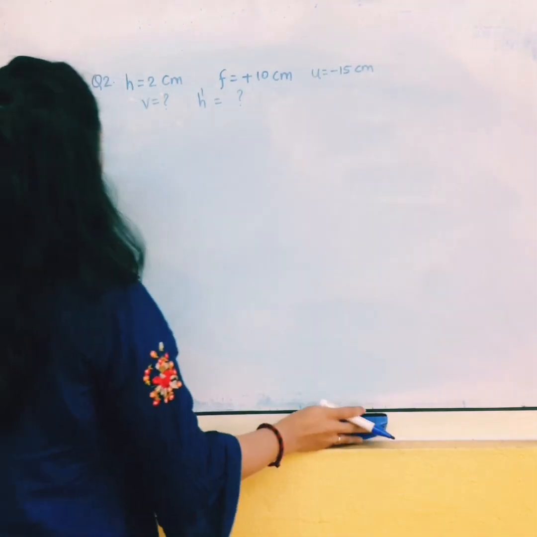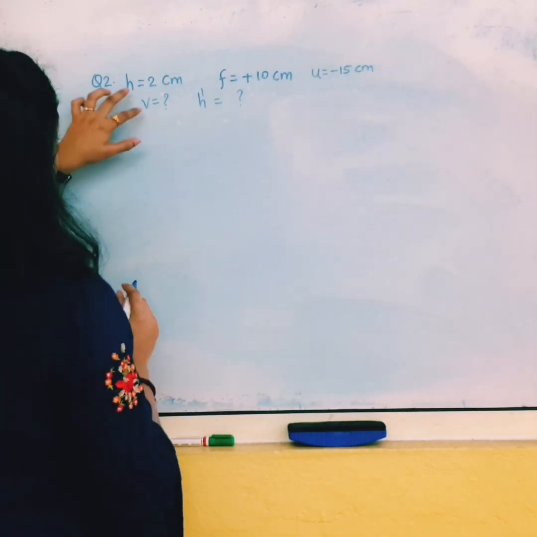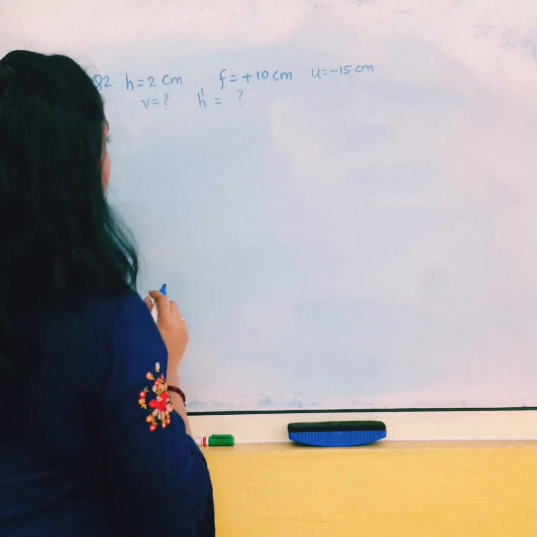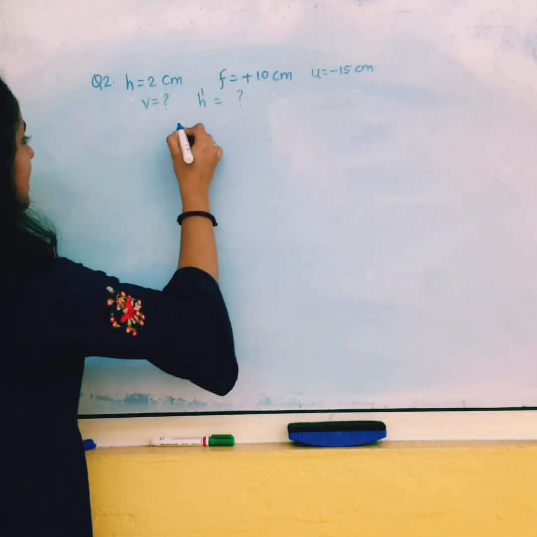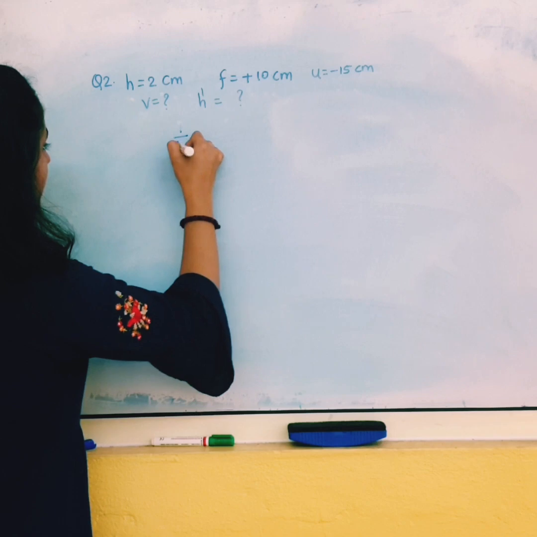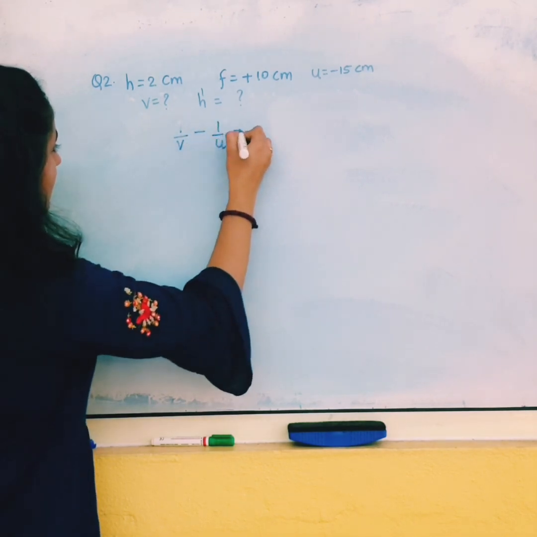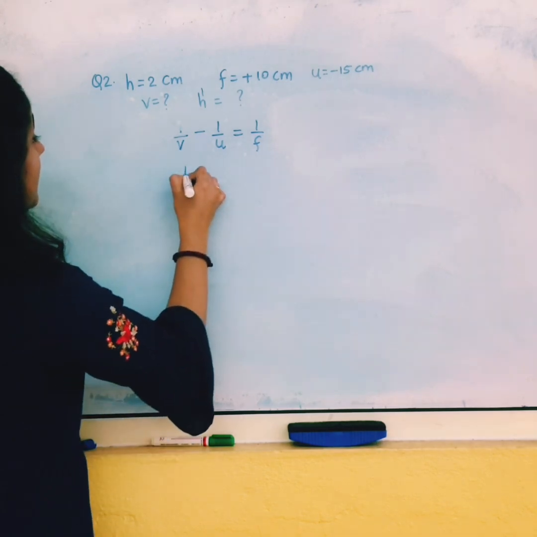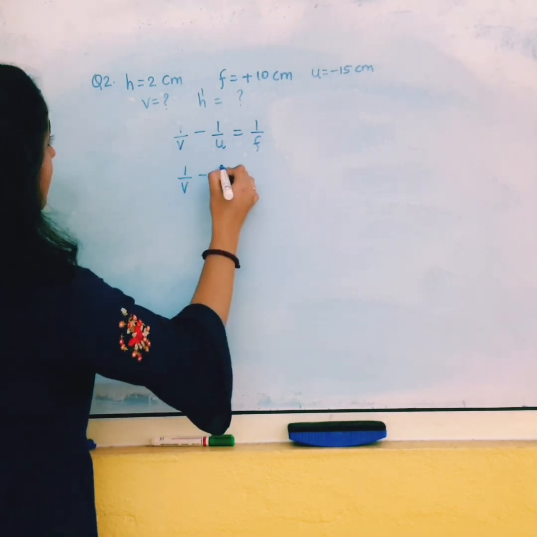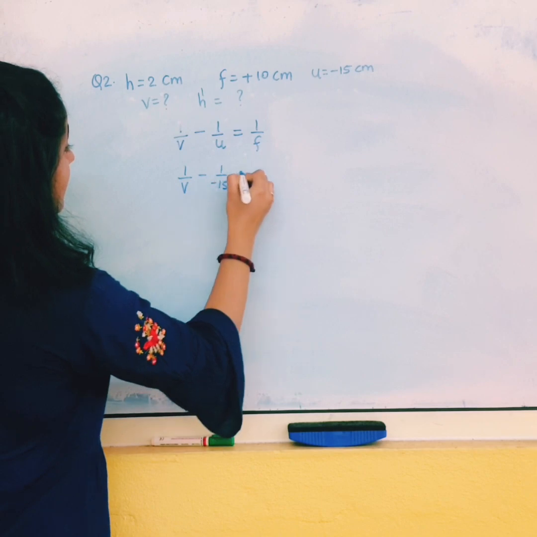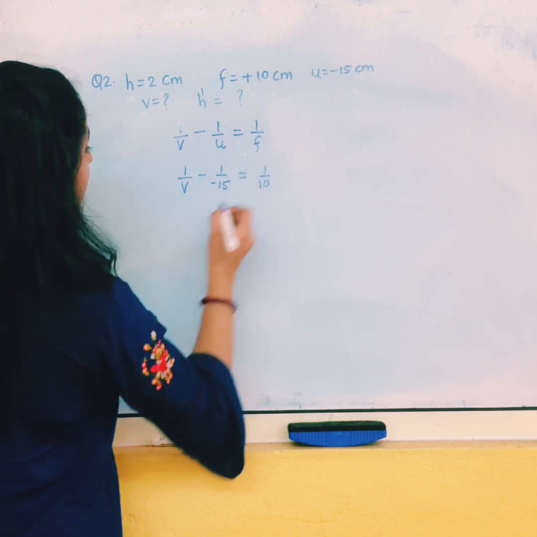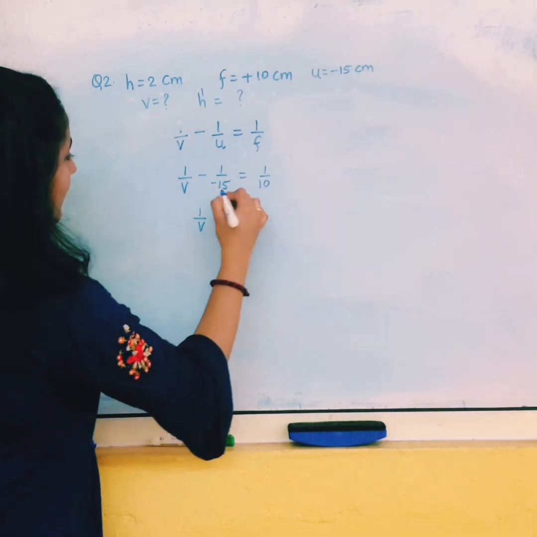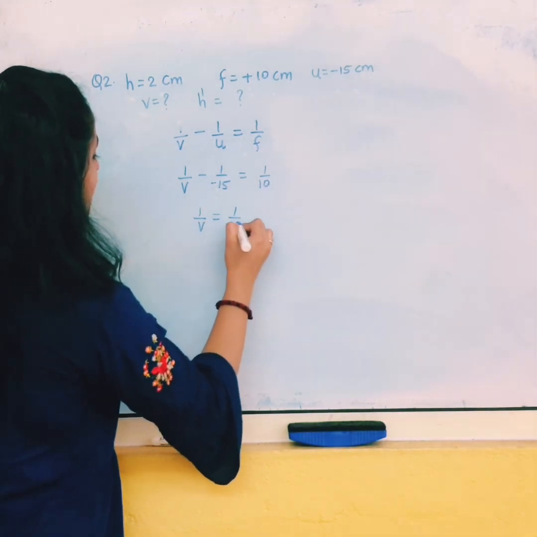Okay, so let's begin solving. You are asked to find object distance, image distance as well as size of the image. So let's use lens formula. Now see, this negative will get multiplied here, so it will be positive this side. So when you take it to the other side, it will be negative.